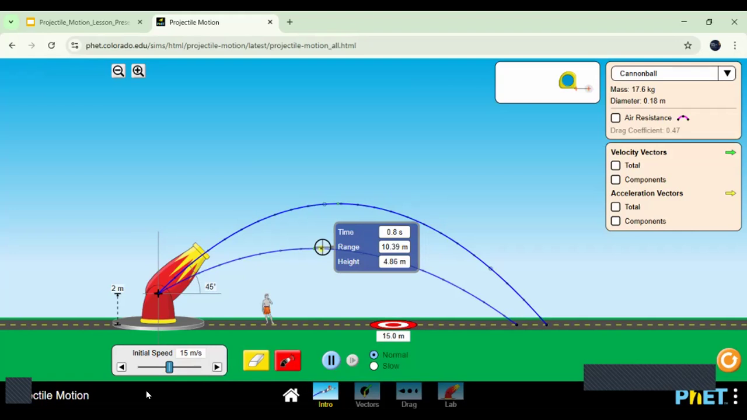As you can see here, the speed of the cannonball is 15 meters per second. So let me double it to 30 meters per second. Let's see what's going to happen. All right, so send in your predictions on chat. Okay, so let's fire them.